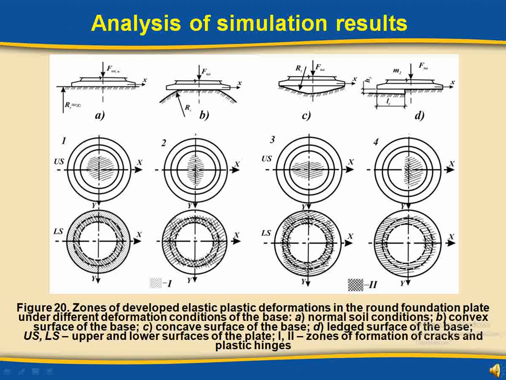Analysis of simulation results. The simulation results show that the stress-deformed state of the round foundation slab and the patterns of its load-bearing capacity, zones of formation and development of plastic hinges, under non-uniform deformation of the base surface are different depending on the type of change in the shape of the base surface. The main zones of formation and development of fracture lines in the slab under various deformation conditions of the base are shown in Figure 20.